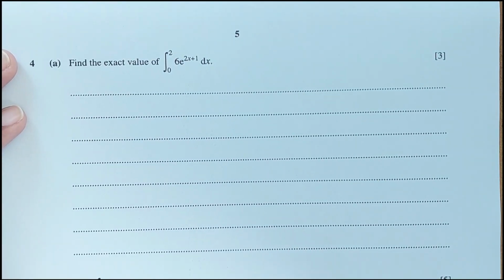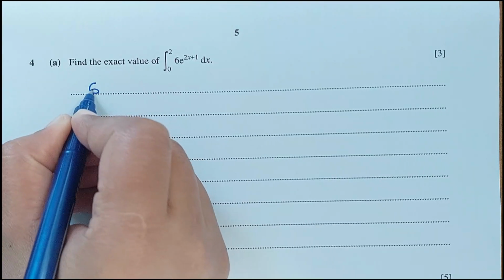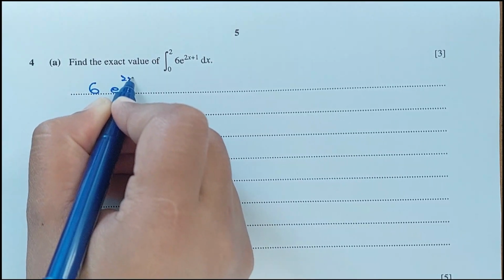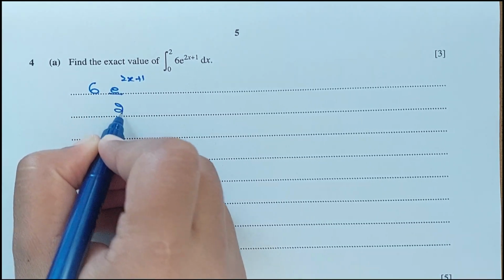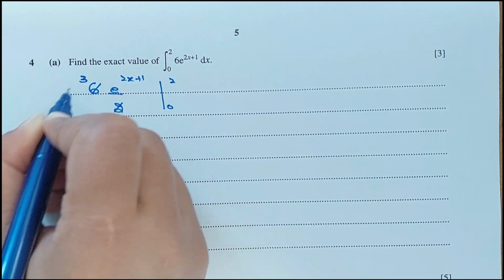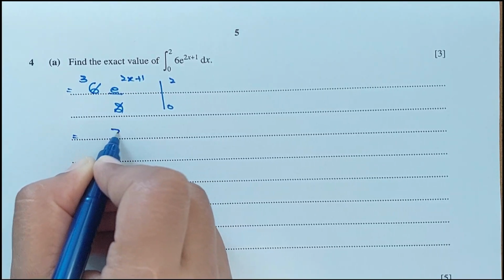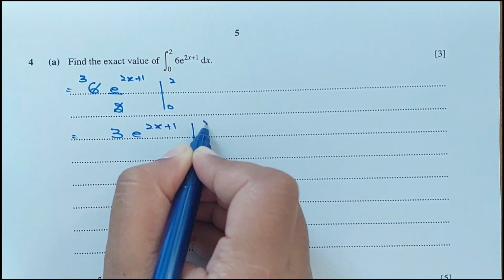Question number 4, part A, find the exact value of this integral. 6 is outside, e power 2x plus 1, and the derivative of 2x plus 1 is just 2. Limit is from 0 to 2. 2 times 1 is 2, 2 times 3 is 6. So we have 3 e power 2x plus 1 from 0 to 2.